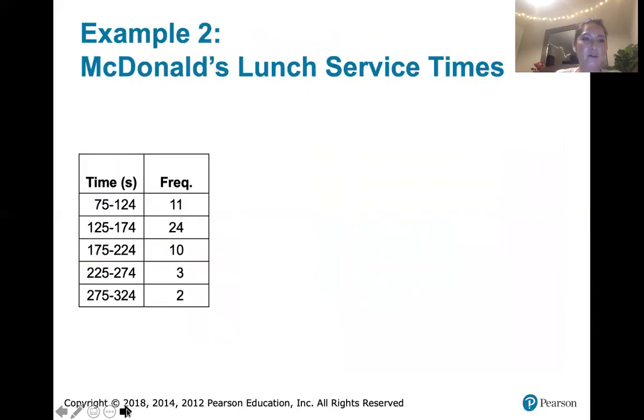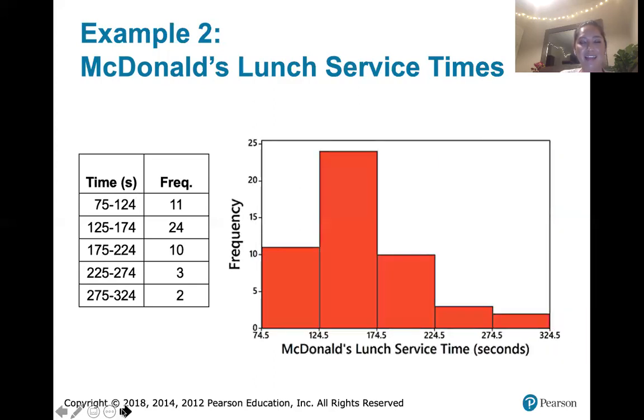Here's another example. These are McDonald's lunch service times. So they had 11 customers that received a service time between 75 seconds and 124 seconds. There were 24 customers that received a service time between 125 seconds and 174, and so on. You can go through the table. Rather than looking at that data in this way, we might look at it in the form of a histogram instead, which tells us exactly the same thing in this much more visual way.